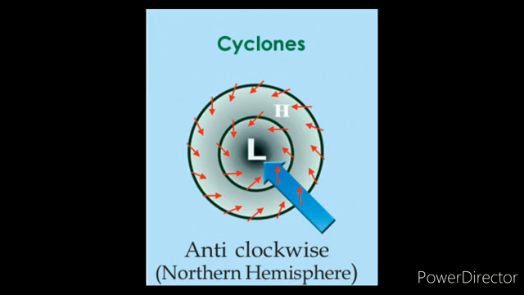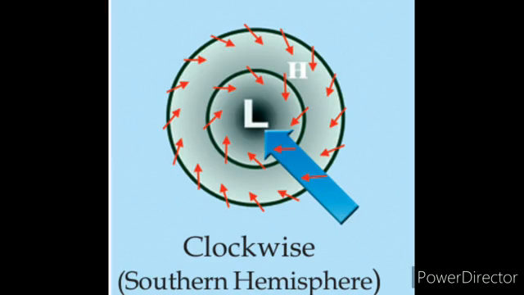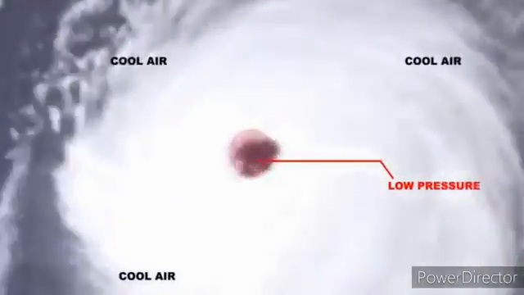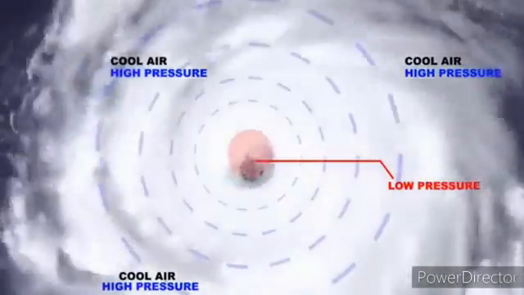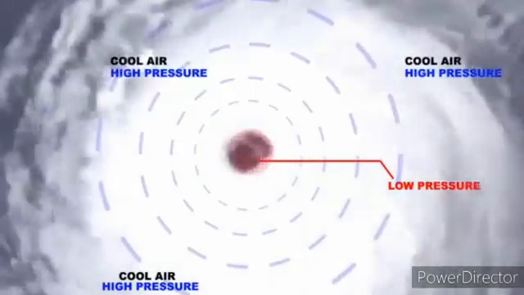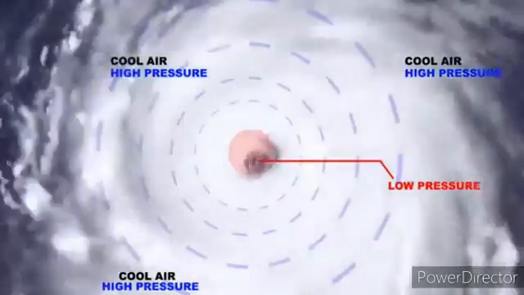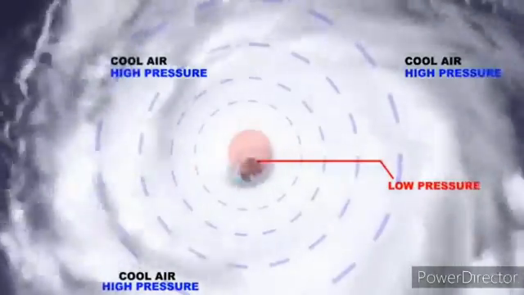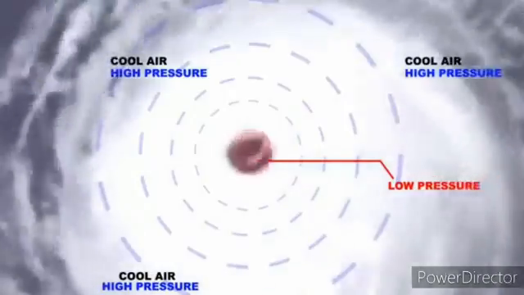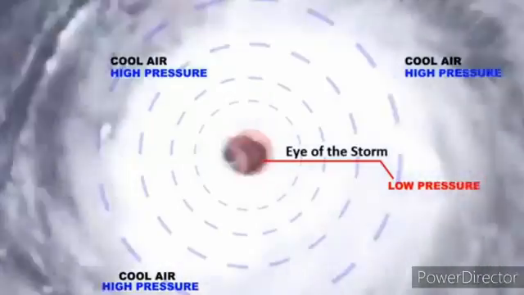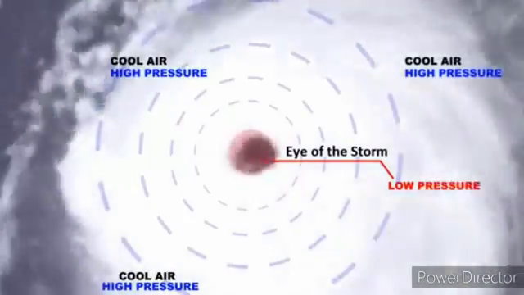Due to the Coriolis effect, winds flow in the anti-clockwise direction in the northern hemisphere and clockwise in the southern hemisphere. At the center of every cyclone or hurricane, you will find an area of low pressure, which attracts the cool air. Since we know that air moves from a high pressure area to a low pressure area, the outer area of a cyclone consists of cool air coming from the high pressure area, which surrounds the central low pressure area. This region is called the eye of the storm or center of the storm.